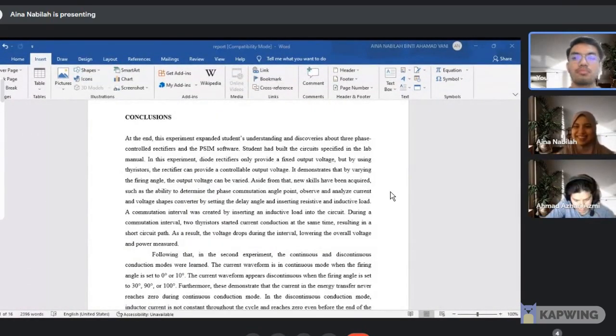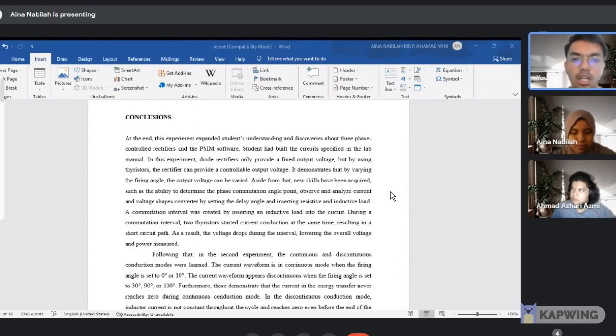That's all. So for this experiment conclusion, students were able to understand and discover the three-phase controlled rectifier and the PC software. Students built the circuit based on the lab manual. A diode rectifier only provides a fixed output voltage, but by using a thyristor, the rectifier can provide a controllable output voltage. It was also shown in the quiz, and it demonstrates that by varying the firing angle, the output voltage can be varied.